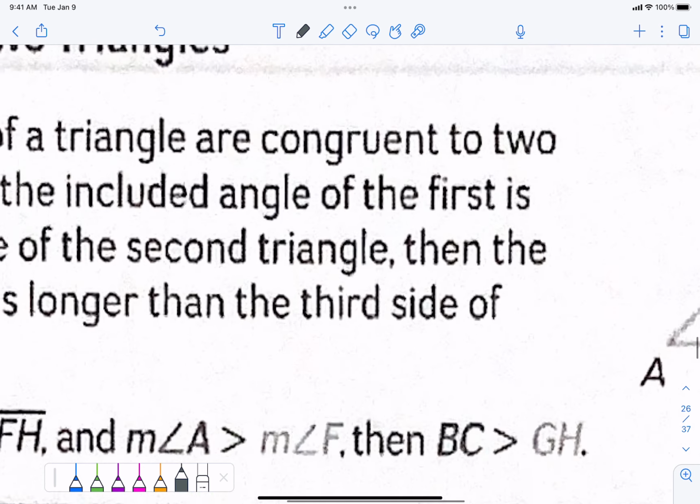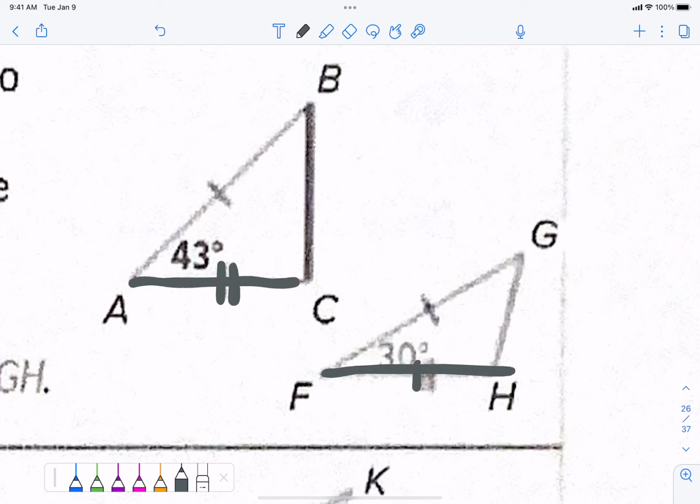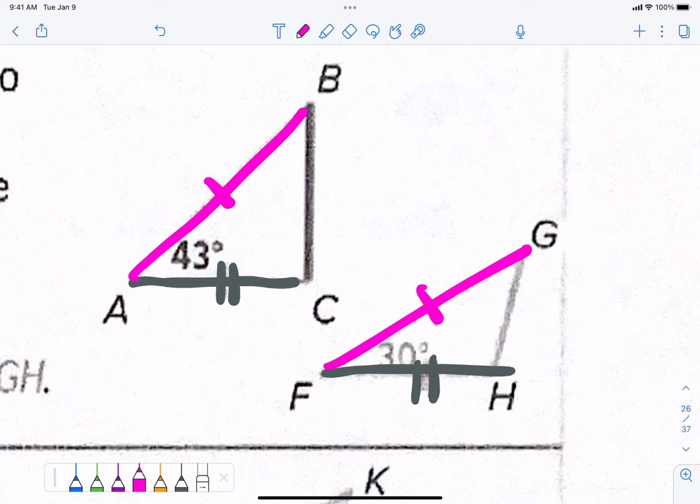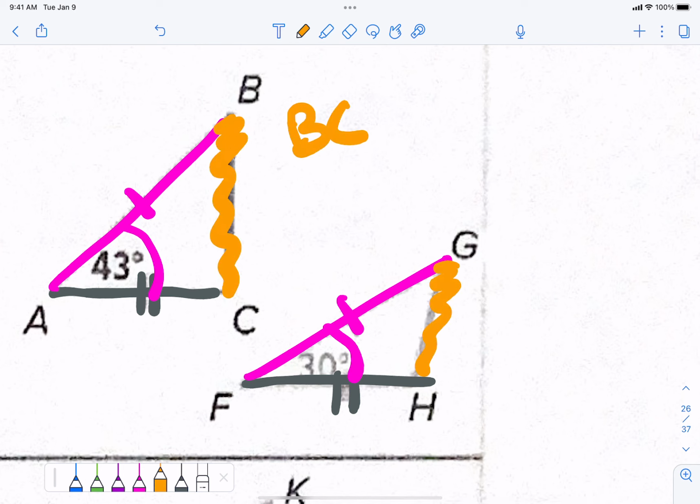Okay, so let's go down to this diagram. This is what the hinge theorem says. Here is my door frame right here, and it's the same as this door frame. This is my door that's in pink, swinging open. This is swinging open at 43 degrees, and this one's swinging open at 30 degrees. So what we're comparing is BC in comparison to GH. What is BC in comparison to GH?